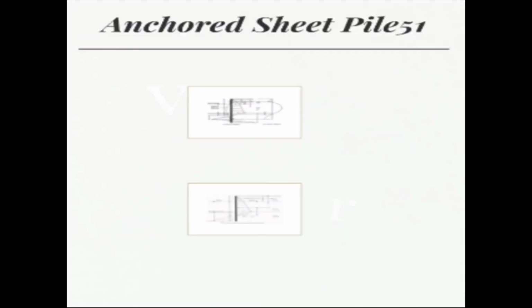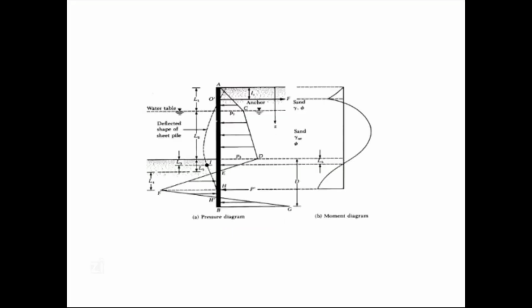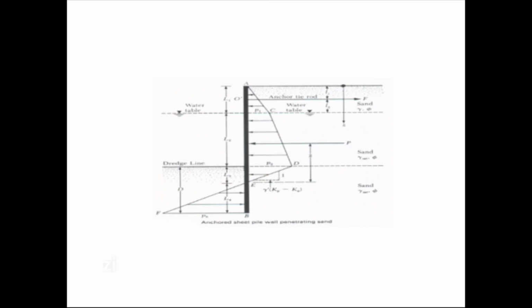Anchored sheet pile. Anchored sheet pile walls are held above the driven depth by anchors provided at a suitable level. The anchors provide forces for the stability of the sheet pile, in addition to the lateral passive resistance of the soil into which the sheet piles are driven. In this figure, you will see the pressure diagram and the moment diagram. This figure shows the anchored sheet pile wall penetrating sand.